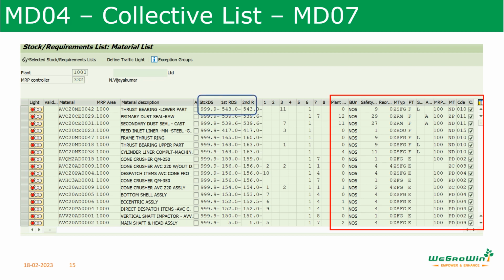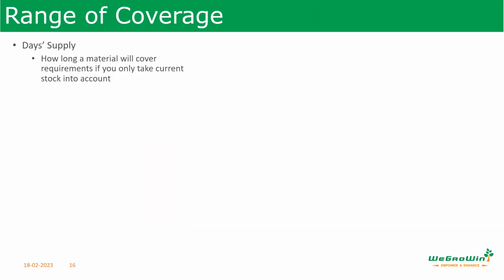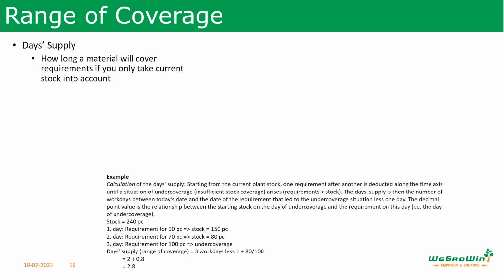First, let us see the details of stock coverage from different aspects. We'll discuss what stock coverage is now. First is the days supply. Days supply indicates how long the current stock and expected receipts can cover the requirements. That is called the days supply, and also there is a receipt days supply. Days supply, how is it calculated? That is explained in this example.